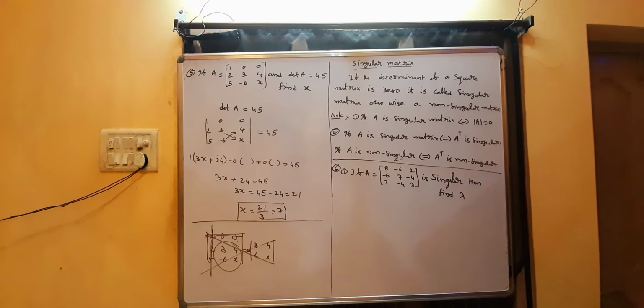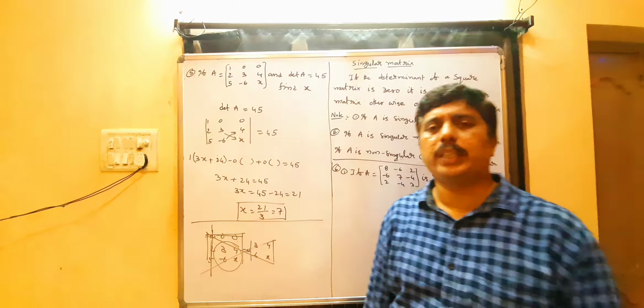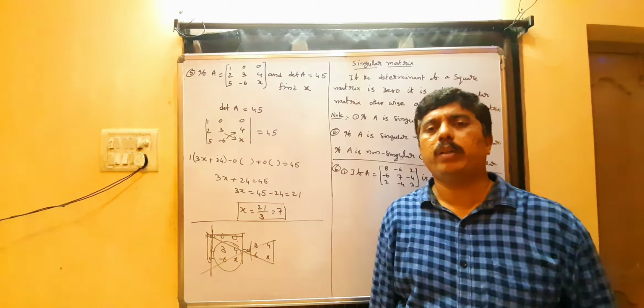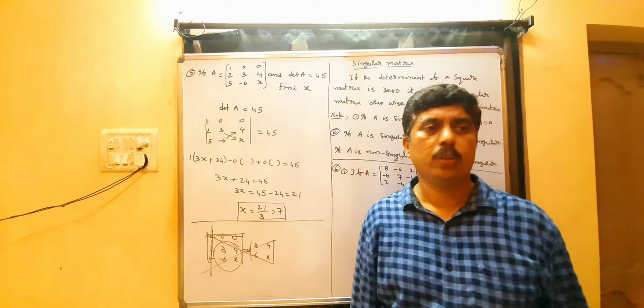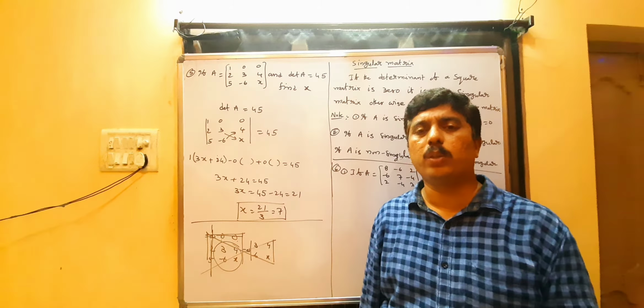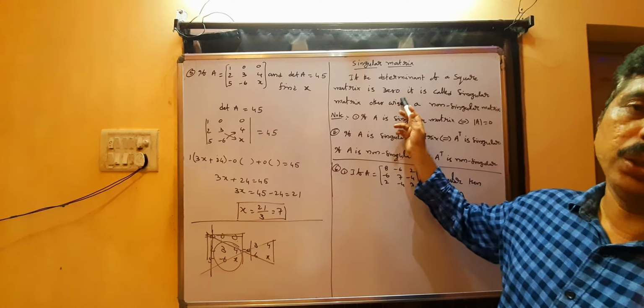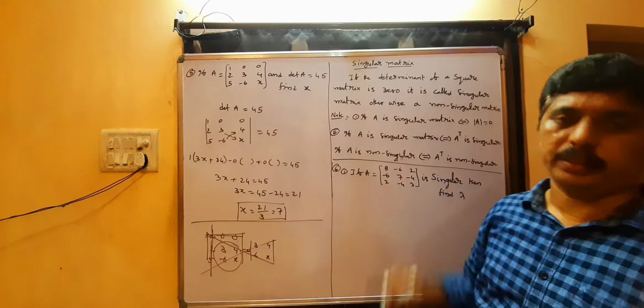Next definition, singular and non-singular matrix. A square matrix A is said to be singular if the determinant of the matrix is equal to 0. Here I have written, if the determinant of a square matrix is 0, then it is called a singular matrix.